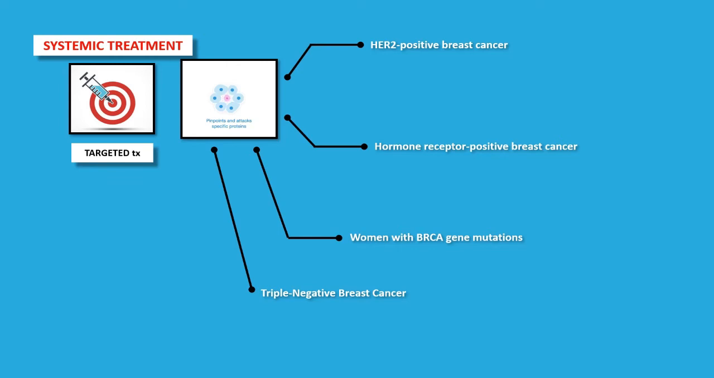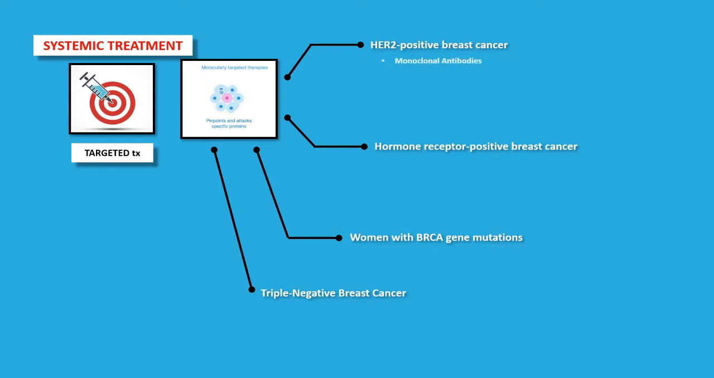In about 1 in 5 women with breast cancer, the cancer cells have too much of a growth-promoting protein known as HER2 on their surface. These cancers, known as HER2-positive breast cancers, tend to grow and spread more aggressively. Different types of drugs have been developed that target the HER2 protein. There are 3 main groups of drugs under targeted therapy for HER2-positive breast cancer.